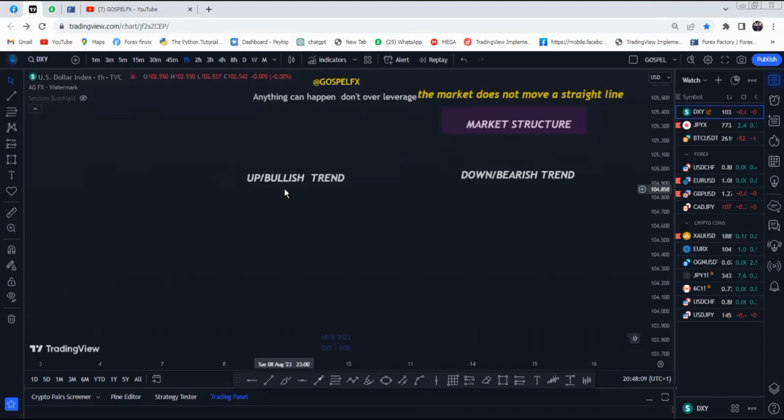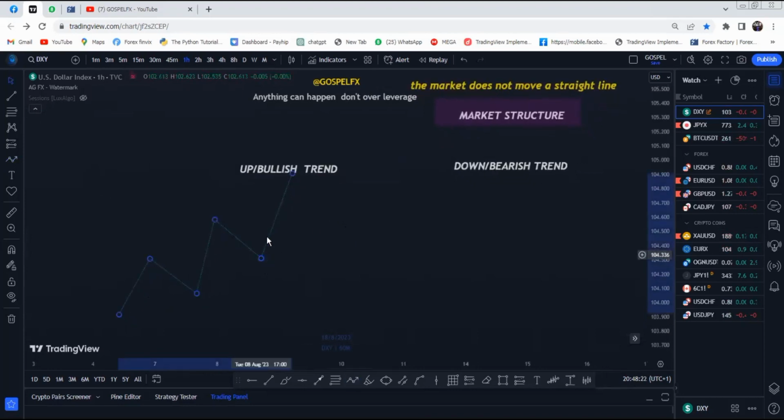Now, since we know that the market does not move in a straight line, this is how an uptrend looks. This is the formation of an uptrend. Now, if this is the formation of an uptrend, what are those things that make up an uptrend? What are the characteristics of an uptrend?